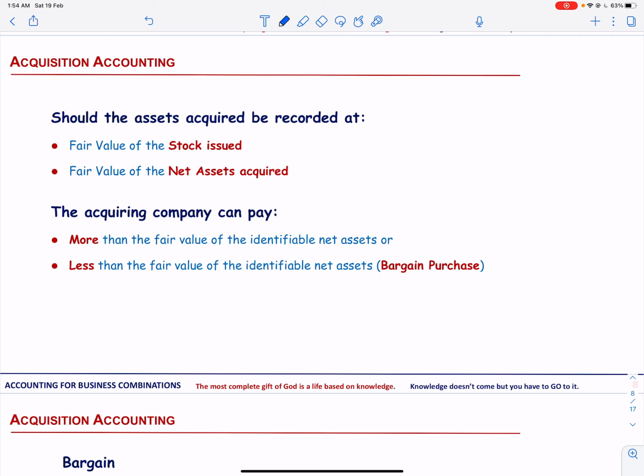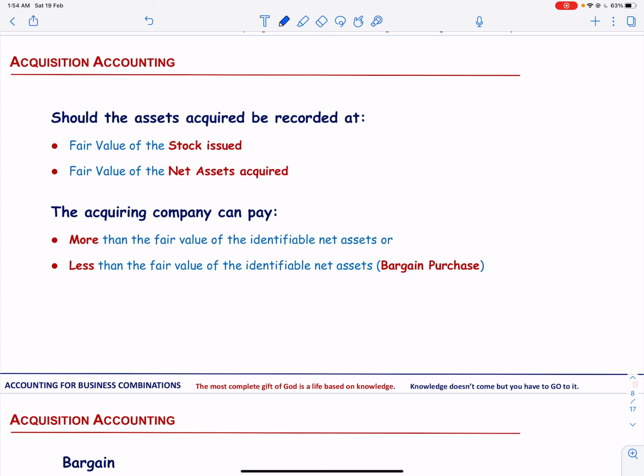Now the question arises whether the assets acquired should be recorded at fair value of the stock issued or fair value of the net assets acquired. If the stock issued is actively traded, then it is better evidence of fair value and the assets acquired should be recorded at the fair value of the stock after taking into account market fluctuations, issue cost, etc. If the stock issued by the acquiring company is new or of a closely held company, then it is better to record the assets acquired at the fair value of the net assets.